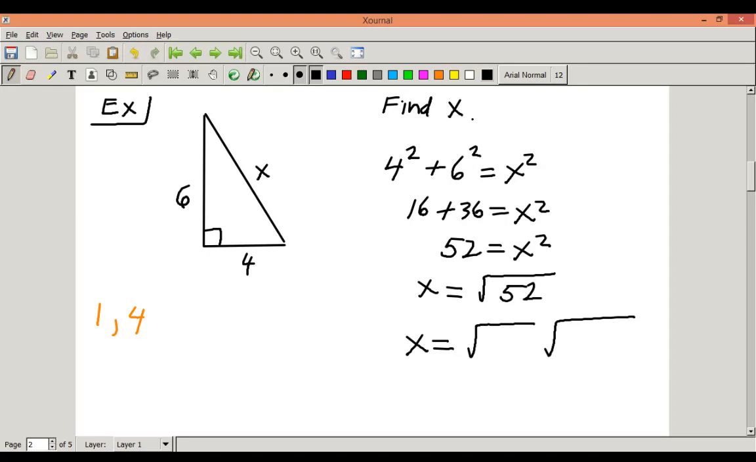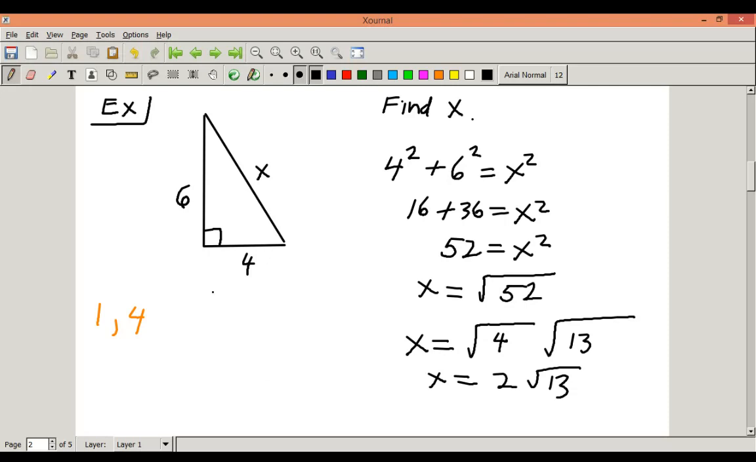Okay, so we got to simplify the square root of 52. Does 4 go into 52? So 52 divided by 4 is 13. So it does. So we got the square root of 4 times the square root of 13. So remember, 4 times 13 is 52, and 4 is a perfect square, and so we can then simplify that radical to x equals 2 times the square root of 13, so that's considered simplest radical form. So x is 2 times the square root of 13.